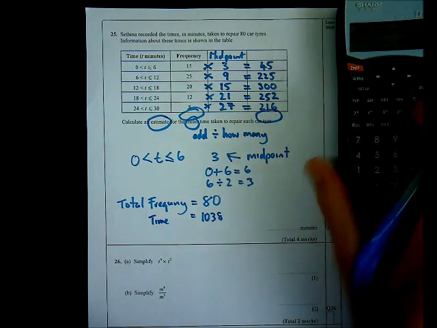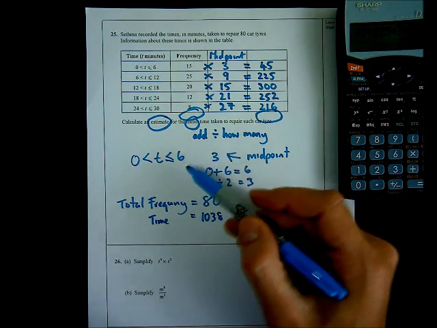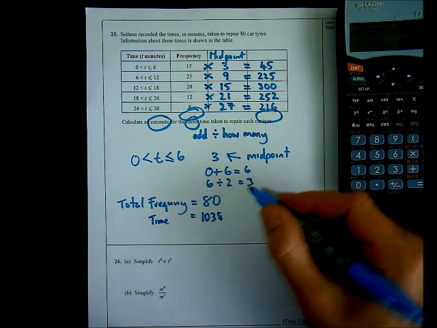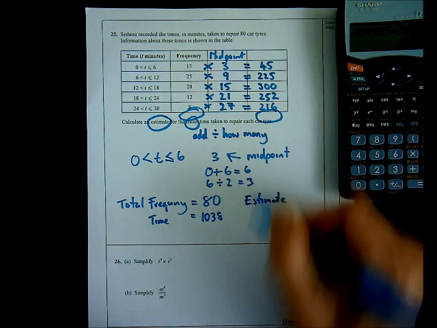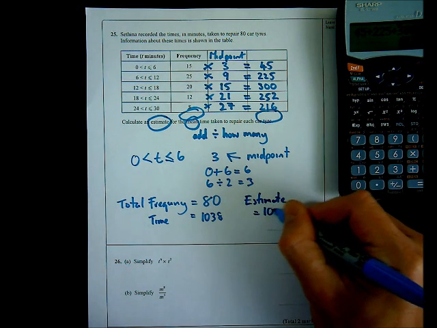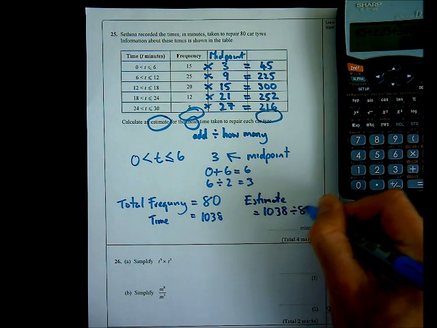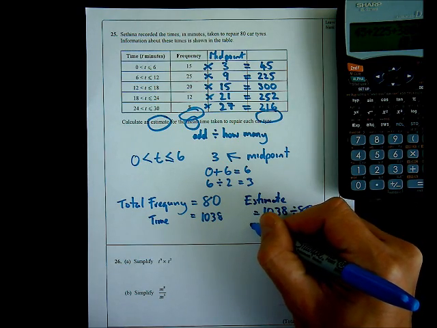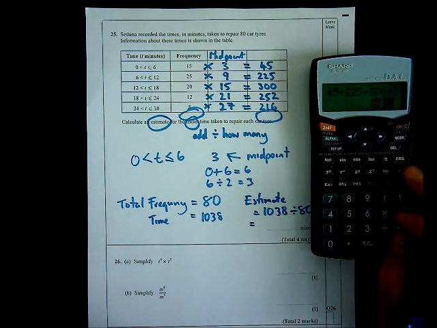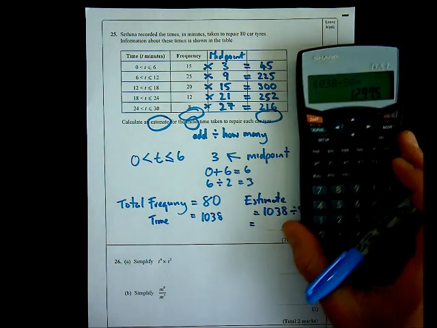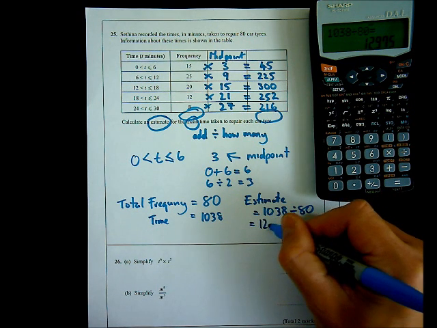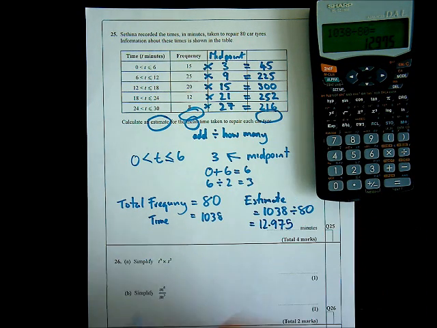Now, I know that to find the mean, I need to take what they all add up to divided by how many. So the estimated mean, and it is just an estimate because of what we did originally with the midpoints, would be 1038 divided by 80, which would give me an answer of 12.975 minutes. Now, I'm not asked to round that, so that would be my final answer.